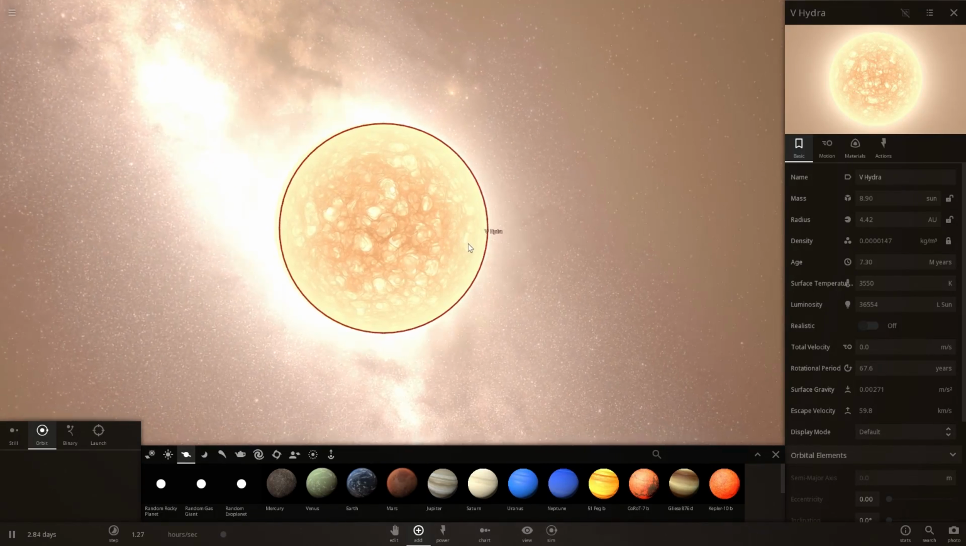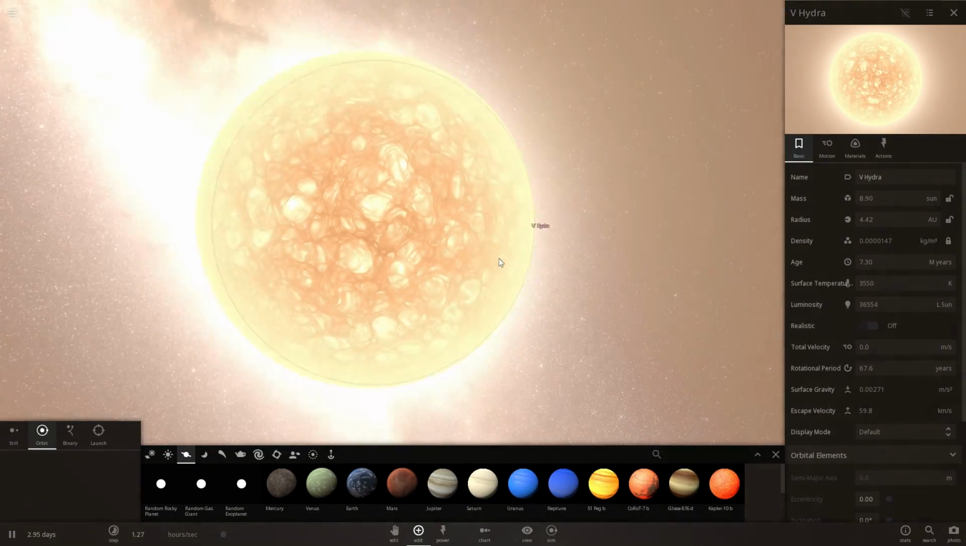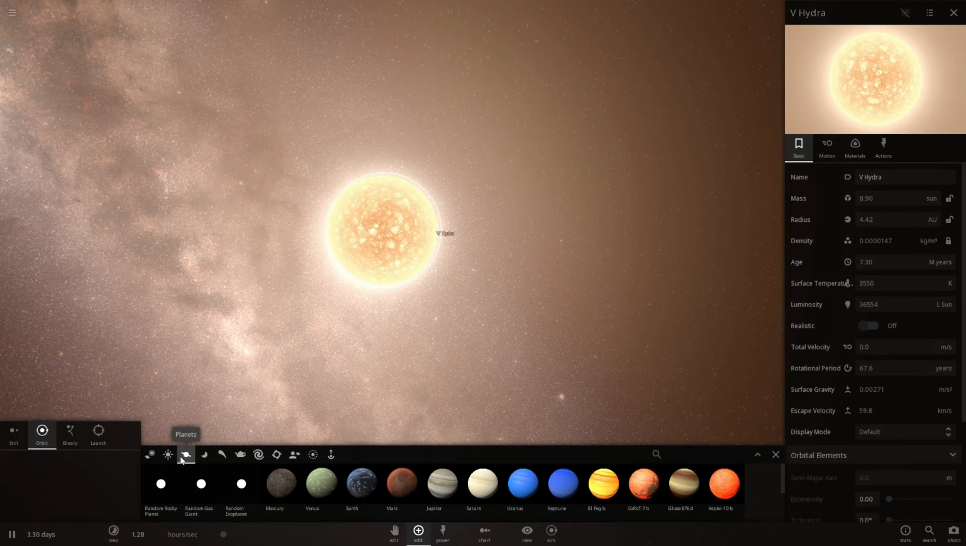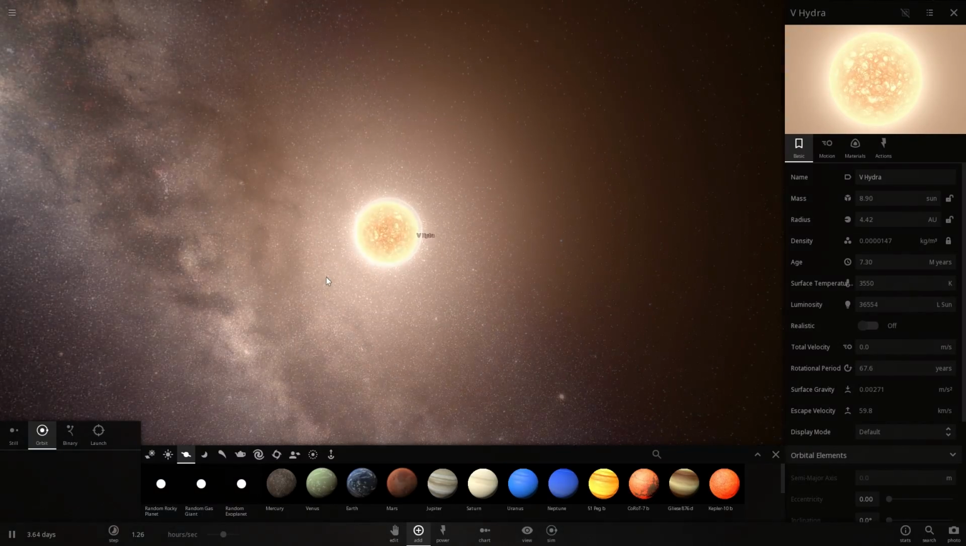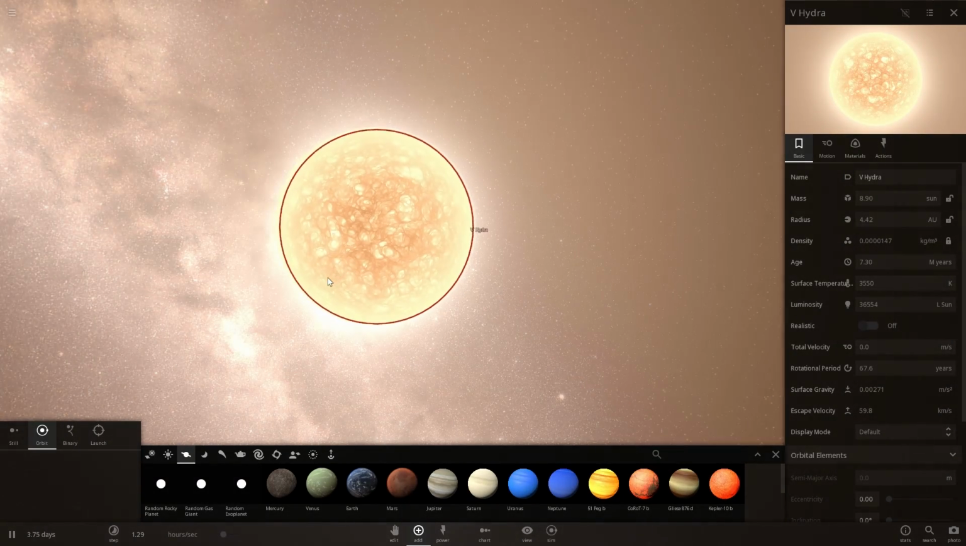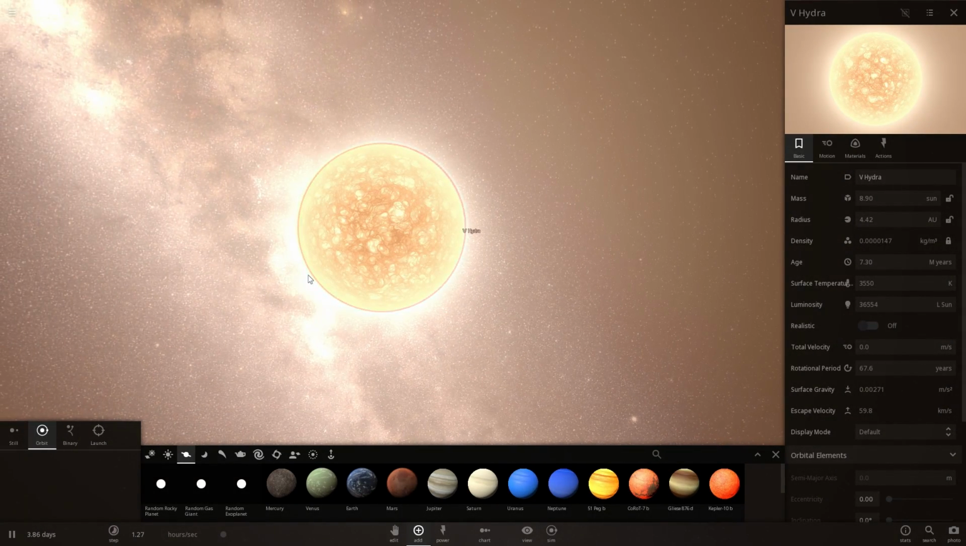Now, around this V Hydrae, there is another companion star that orbits at a relatively far distance, but we don't really care about that star because it doesn't do that much. It's just orbiting somewhere out there, so we're going to ignore it.